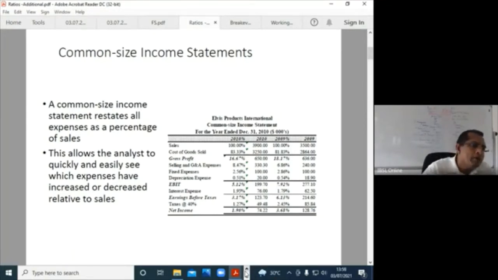What is the importance of this? We use these common size balance sheets or P&Ls to avoid any size mismatches.